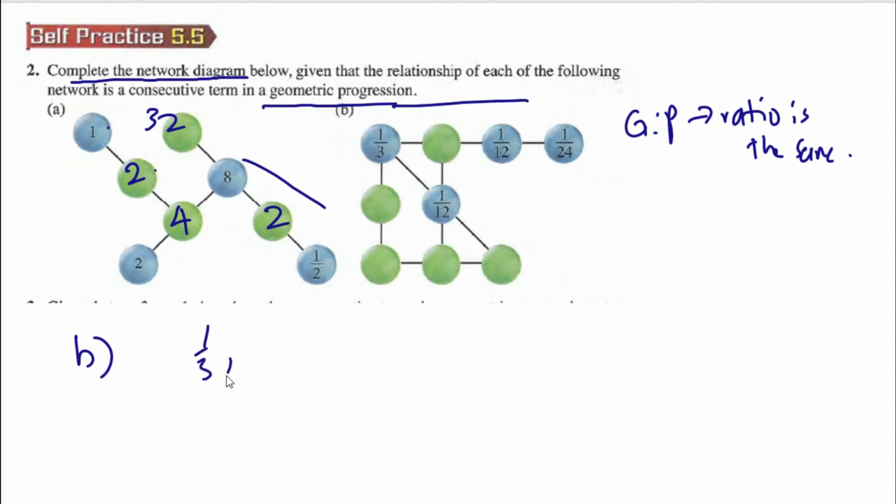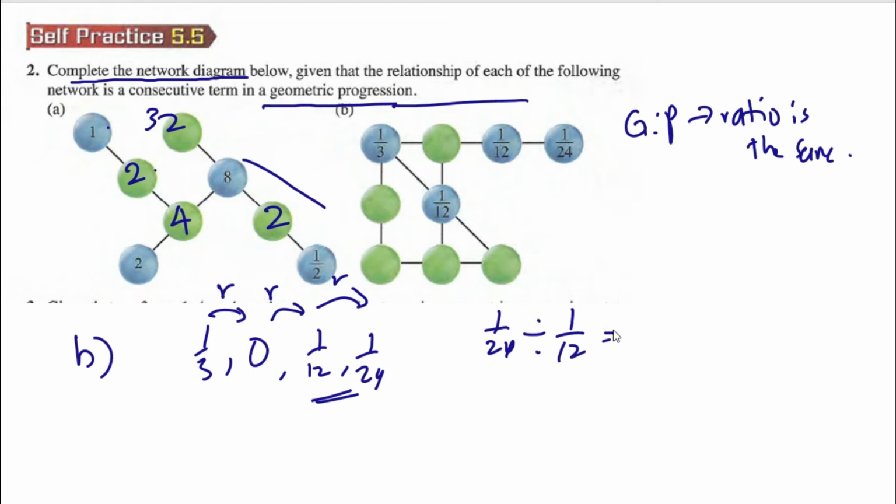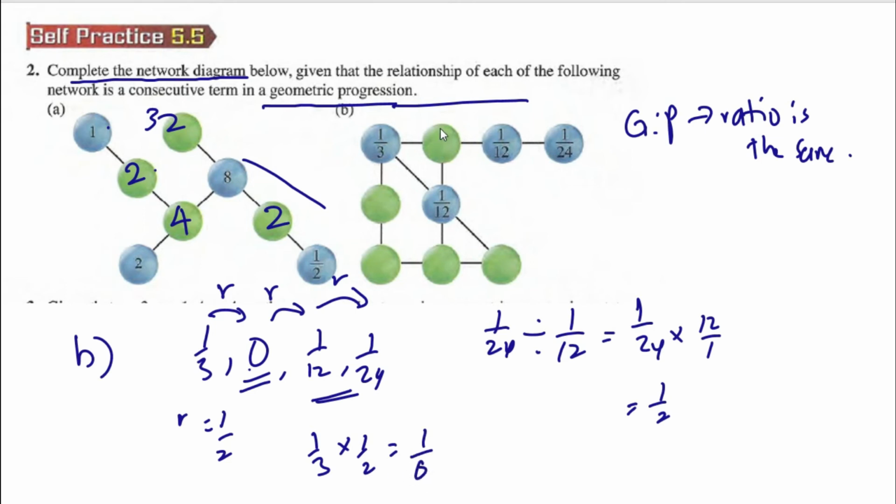So we have 1 over 3, box, 1 over 12, and 1 over 24. So this one should multiply with the same ratio, because geometric progression. And we can find the r from here, which is 1 over 24 divided by 1 over 12, so it's equal to 1 over 24 times 12 over 1, which is equal to 1 over 2. So r is equal to 1 over 2. So now we know the box. We can multiply the previous with r to get the current term, which is 1 over 3 times 1 over 2, which is equal to 1 over 6. So the box is 1 over 6.